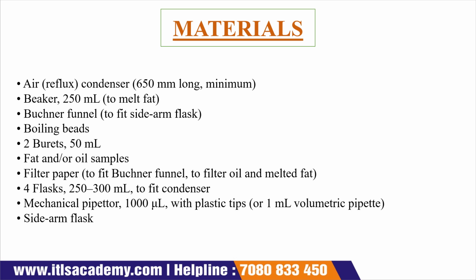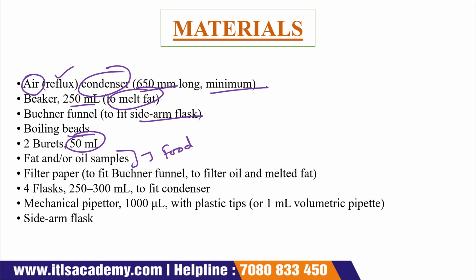The first material required is a reflux condenser of 650 mm minimum, a beaker of 250 ml so that we can melt the fat, a Buchner funnel to fit the side arm flask, boiling beads, two burettes of 50 ml, and a fat or oil sample. This is our food sample.